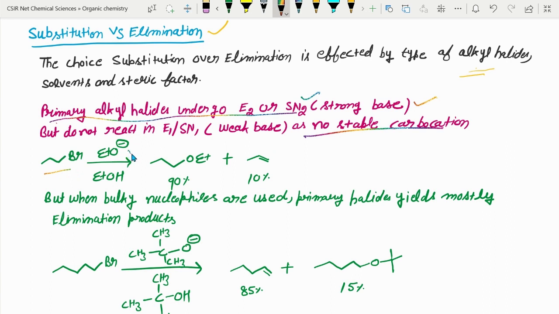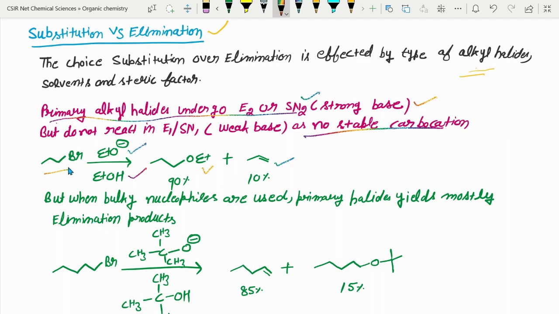So here we have taken propyl bromide. We are reacting it with sodium ethoxide in ethanol. So we are using a strong base. The major product will be the addition product by the SN2 mechanism, and the minor product will be the elimination product.